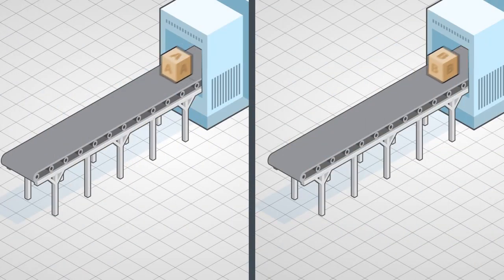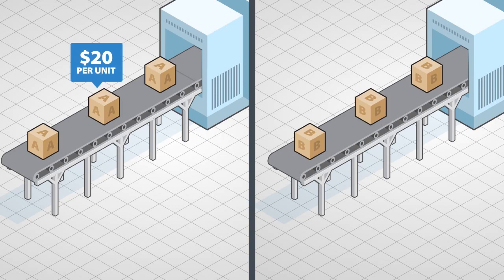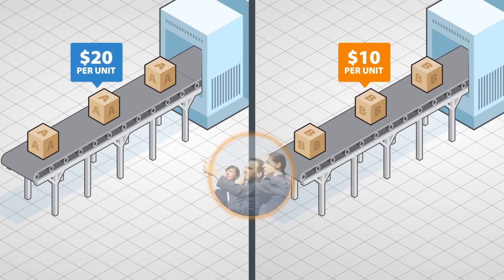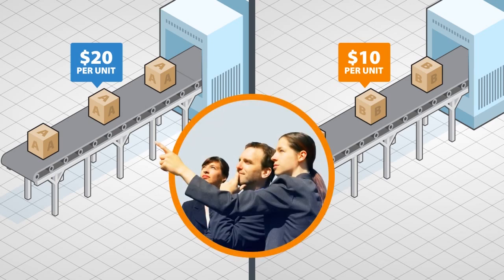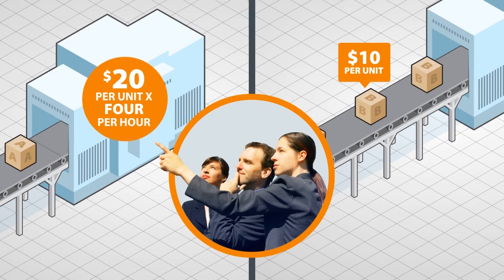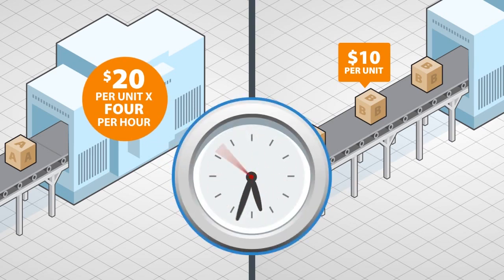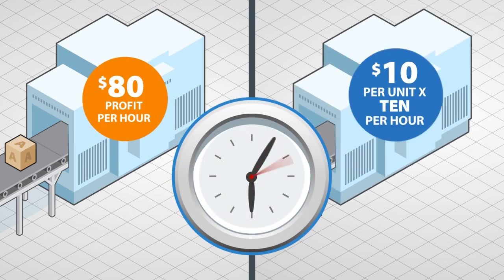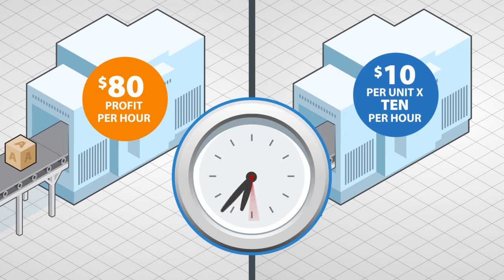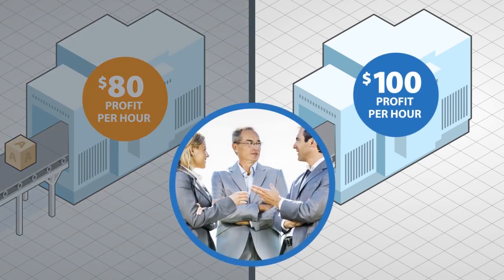Let's take a look at a simple scenario. Product A makes $20 profit per unit, and product B makes $10 per unit. Using the traditional method, everyone would say, make more of product A. But what's not taken into account is the machinery can only make 4 of product A in an hour. However, the same machine can make 10 of product B. Adding the element of time changes the equation and understanding of profit generation.